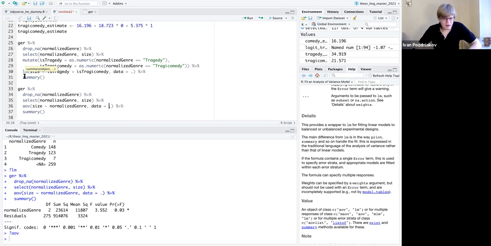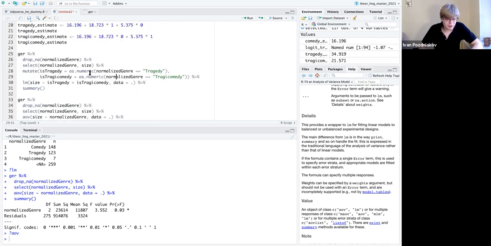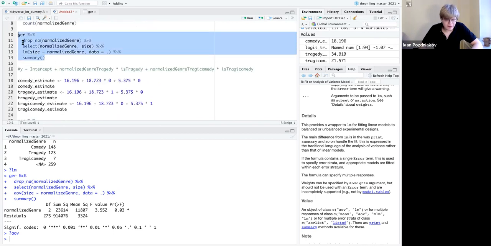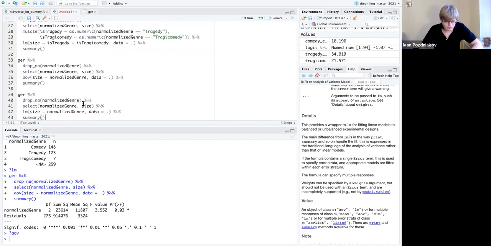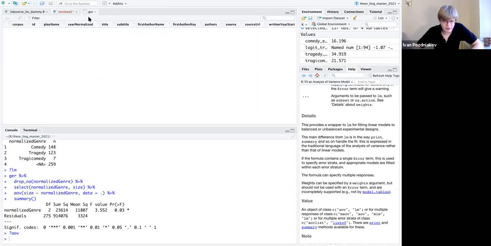Of course, using the lm function, you have more freedom. For example, for multiple linear regression or a general linear model in general, you can combine both categorical variables and continuous variables. So here you can also add some other predictor, something like the number of words. We had something like total words.